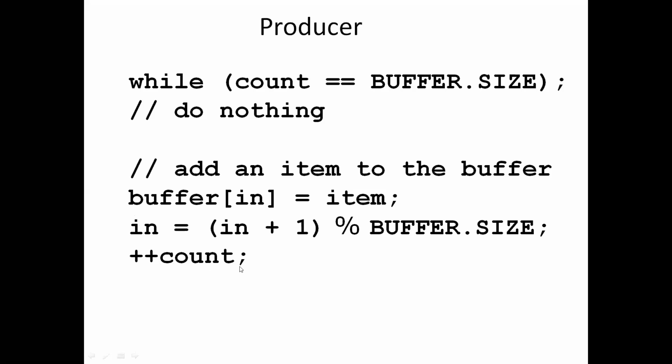Now we are incrementing the count. Count will be incremented by 1, so the count will become 2. Okay, so now 2 is not equal to buffer size. This statement is false. Control will come here. Producer will produce an item, that is the third item, 30.